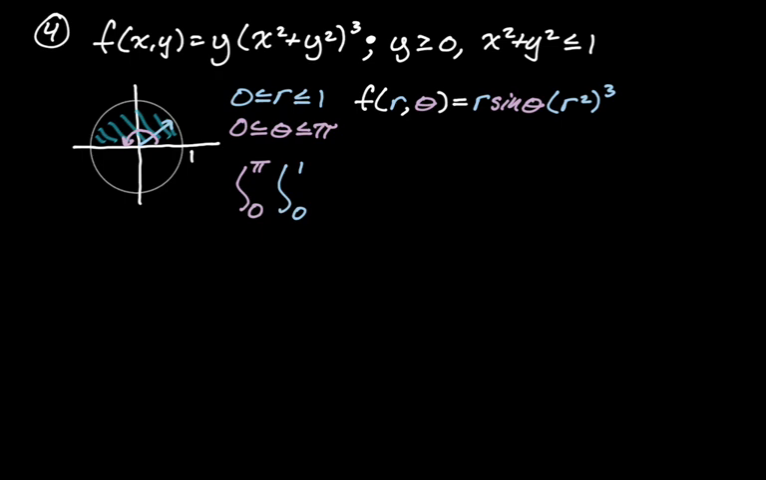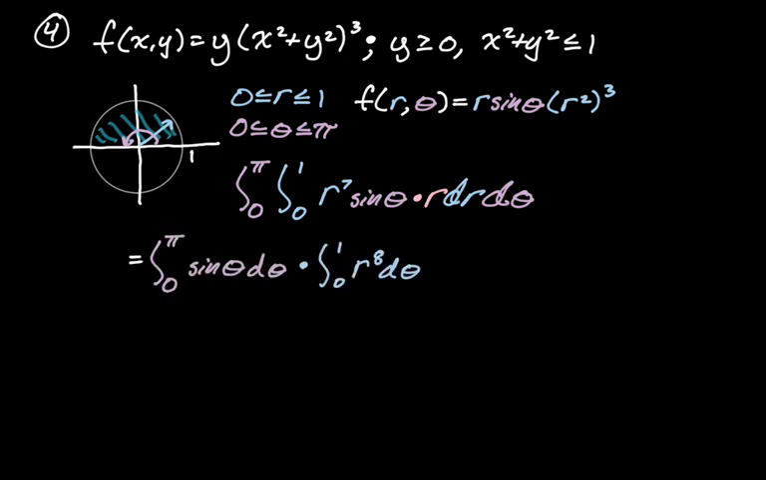So set up your bounds. Our integrand is r to the 7th sine of theta, and then there's going to be another r dr d theta. So again, we can separate this. I use that property every chance I get. It just makes it a little bit easier, I think. You can't always use it, right? I mean, if the bounds for r were dependent upon theta, you would not be able to break this up.